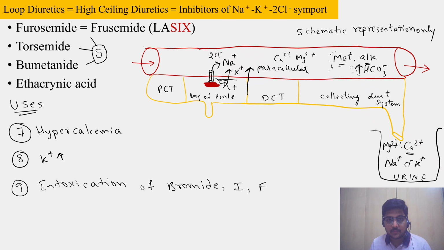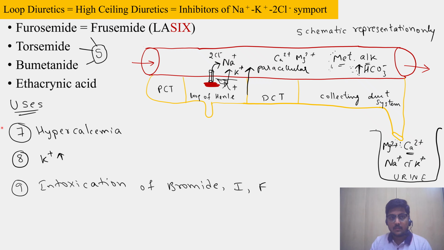The remaining three uses are, yes, I told you, loop loses calcium, right? So it is indicated in hypercalcemia, indicated in hyperkalemia, and it is also indicated in intoxication of bromide or iodine or fluoride poisoning. Okay, accidental poisoning cases. And there are 6 side effects which we should remember.